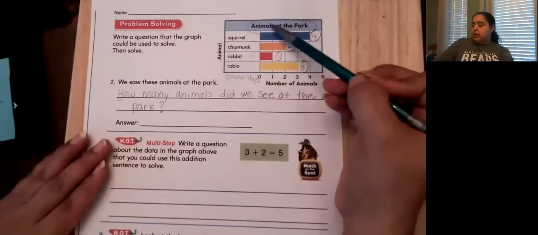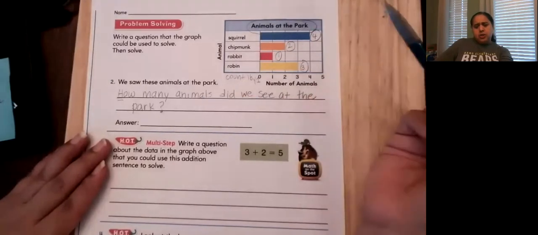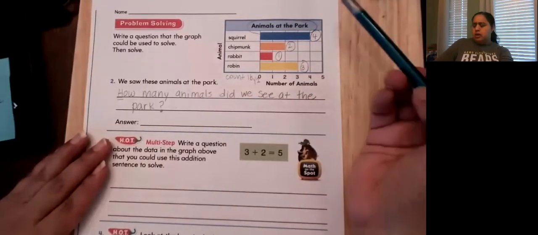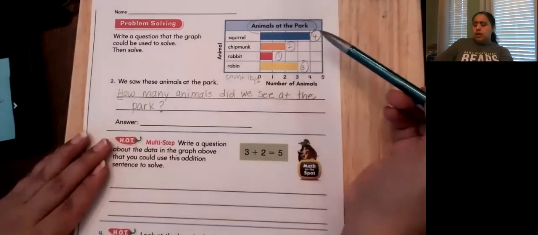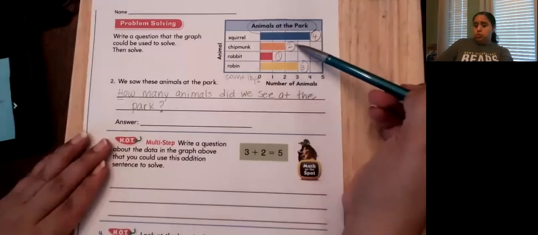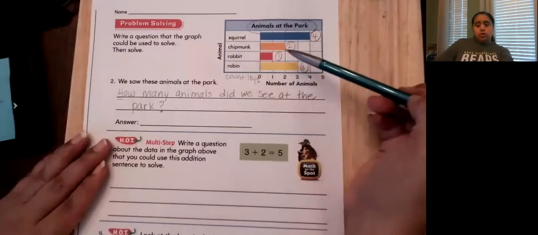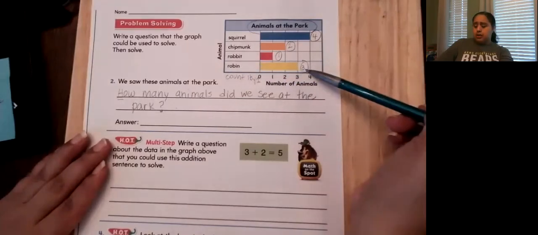So, if these are the animals we saw in the park, how can we answer this? What are we going to do? Well, we saw squirrels. How many squirrels? 4. We saw chipmunks. Chipmunks are animals too. 2. Rabbits are animals too. 1. And robins are animals too. So that's a 3.